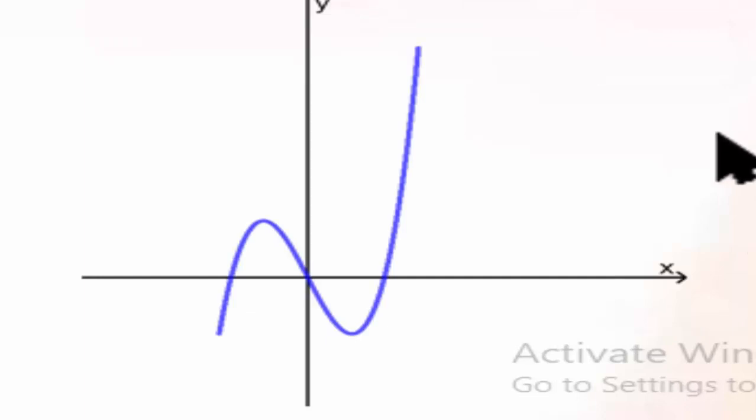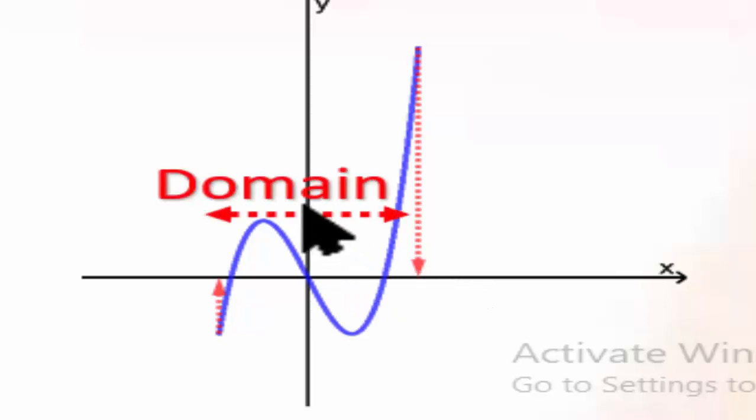In the graph, to find the domain of any function, at the first point on the left, draw a vertical line on the x-axis. And from the end of this function on the right, draw another vertical line on the x-axis. This interval from here to here is called the domain of the function.